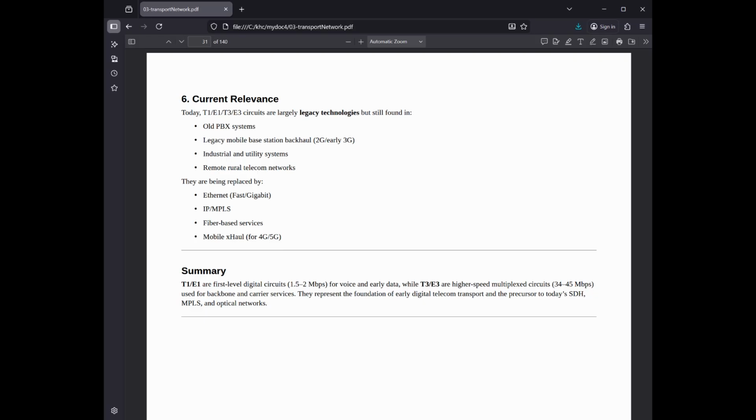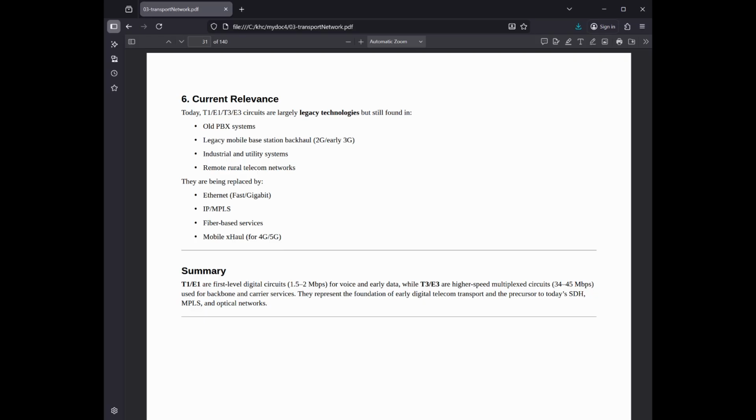2. Fractional services: you can still buy a fractional T1, which gives a business exactly the number of channels of 64 kilobits per second needed for specialized equipment. 3. Modern emulation: in modern 5G or fiber networks, we use circuit emulation, CES, to wrap these old T1/E1 signals inside modern Ethernet packets so that old equipment can still talk to a modern core.